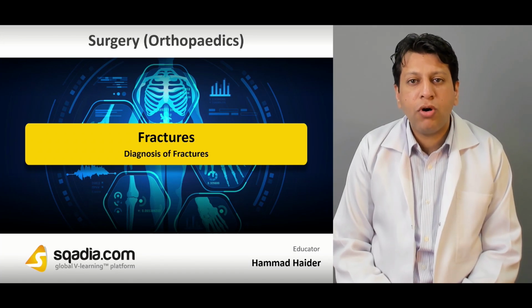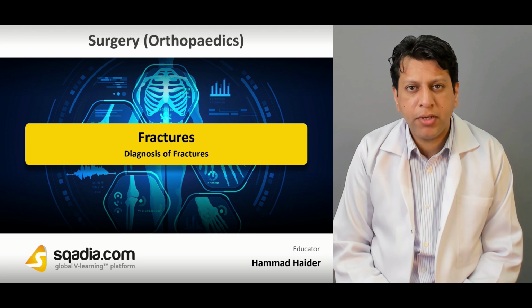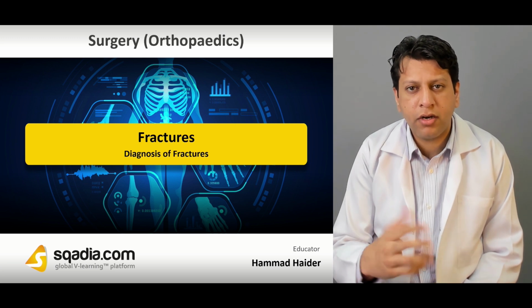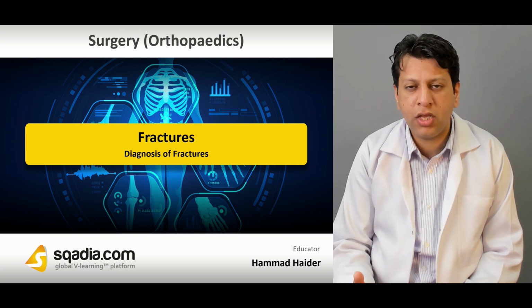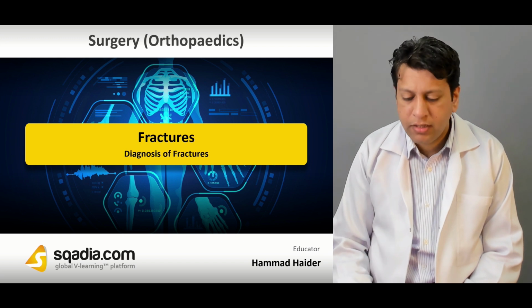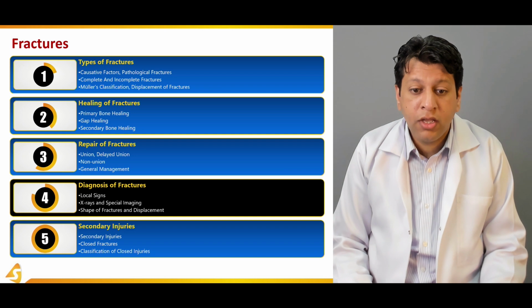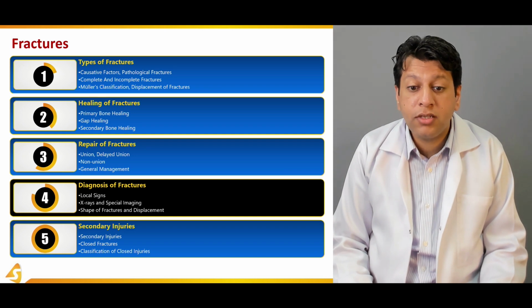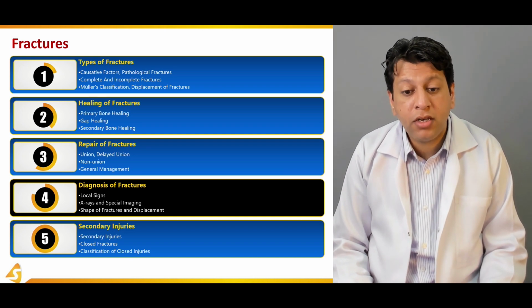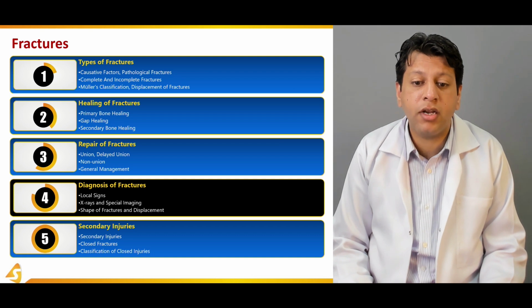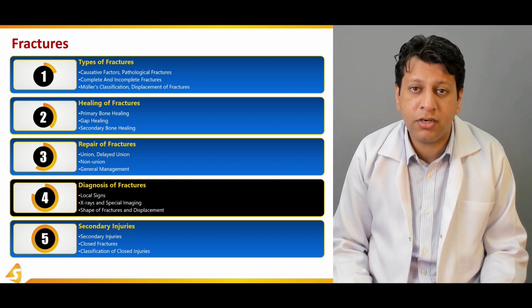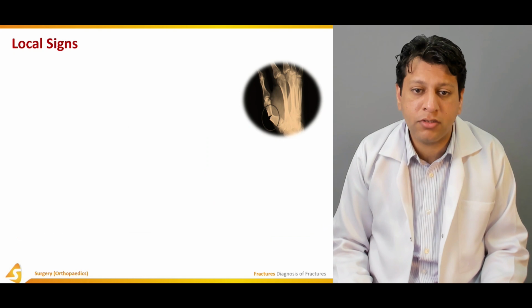Now coming on to how to diagnose a fracture. If a patient presents to you with a deformity, or if there is swelling of a hand or a limb and the patient is unable to move his or her joint, then how to diagnose it? We will briefly go through the local signs, the X-ray and special imagery we may need, and the shapes of fracture and displacement we need to consider, especially when dealing with fractures.